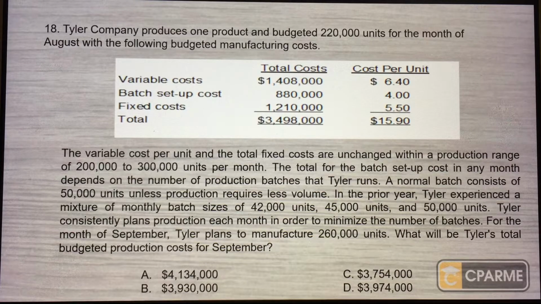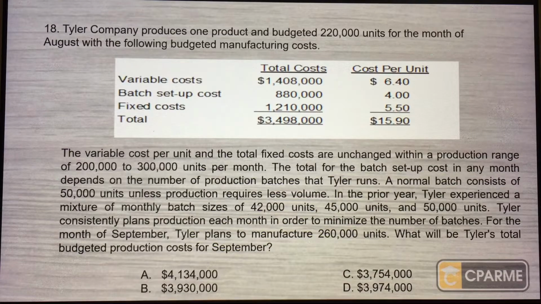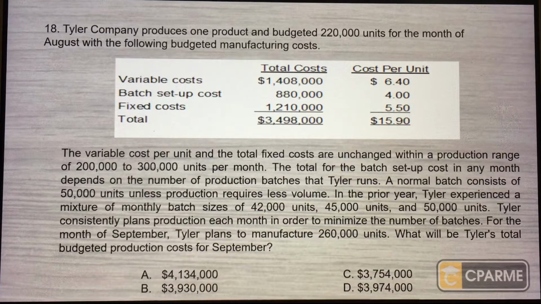For the month of September, Tyler plans to manufacture 260,000 units. What will be Tyler's total budgeted production cost for September? So production cost, meaning to say, it includes the materials, all the overhead costs, plus the direct labor and the direct materials. Everything, since it is production cost. But let's see what the problem says.